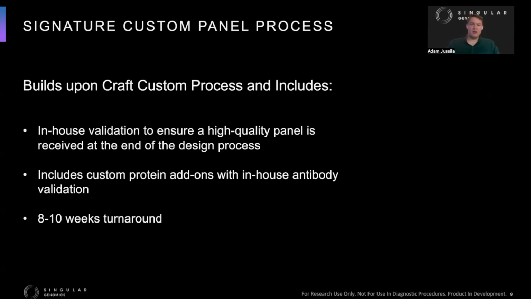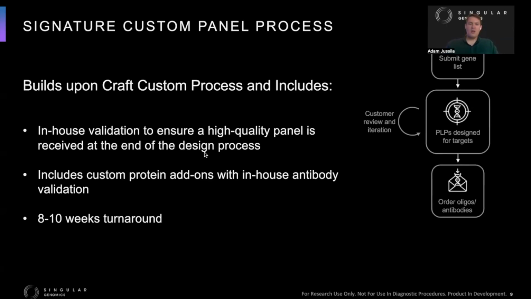The signature custom panel process builds on the craft process with these same three core steps, except at the end of this process, we add one final key step where we validate each of these probes in-house. So this in-house validation ensures an extremely high quality panel. It's sort of like a high purity panel where we've removed any potential errors or off targets by actually testing this process on real tissue in-house. The signature process includes custom protein add-ons, again, with in-house antibody validation. Because of these validation steps, though, the turnaround time is between 8 and 10 weeks.